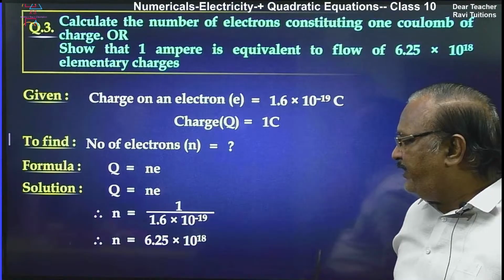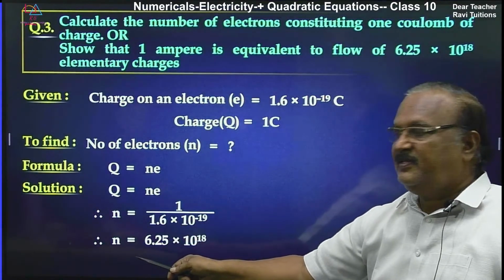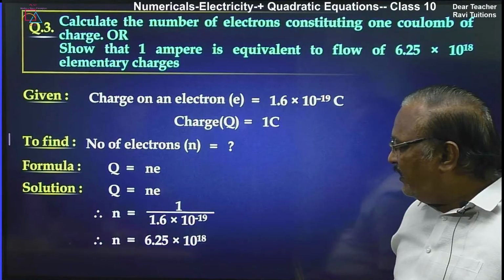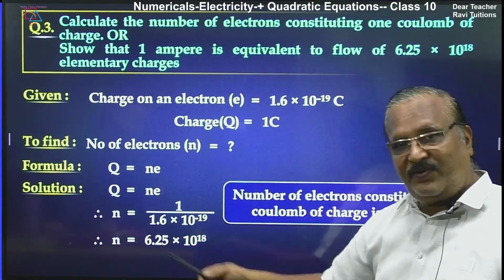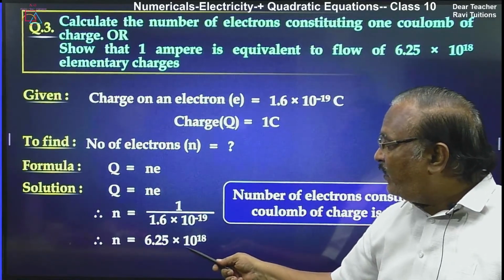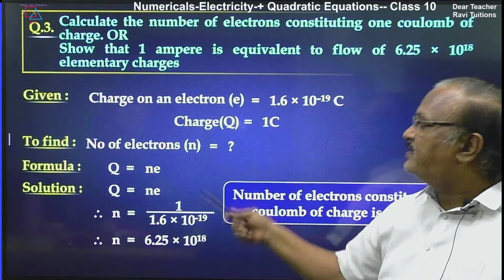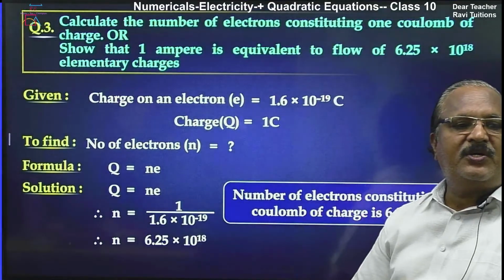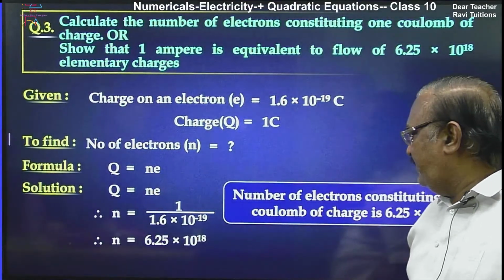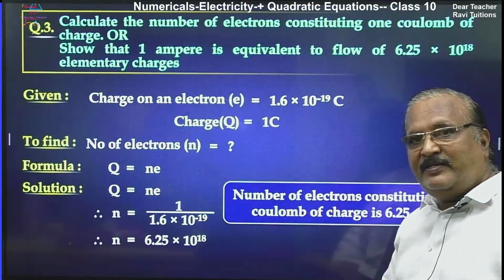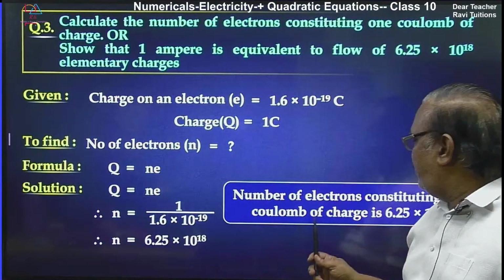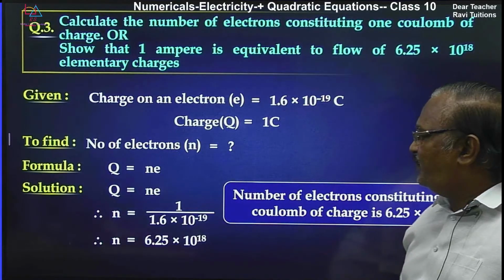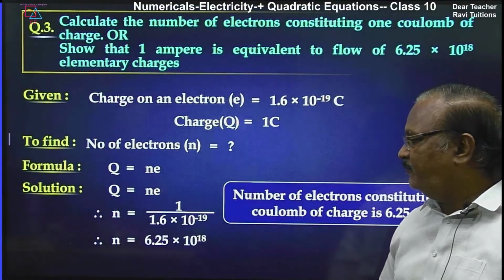So n is the number of electrons, so it will not have a unit. It will not have a unit because this is a number of electrons. These many electrons are there in 1 coulomb of charge. Very, very, very important thing. You may be getting this in the MCQ questions also. The number of electrons constituting 1 coulomb of charge is 6.25 into 10 to the power of 18.